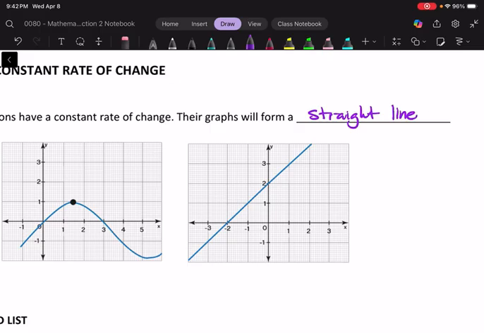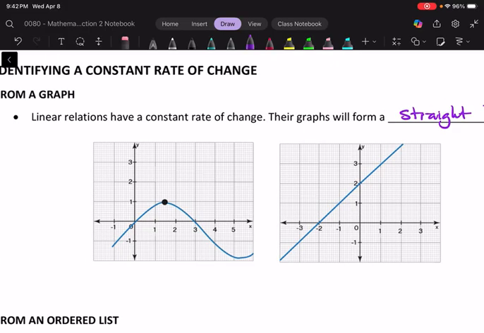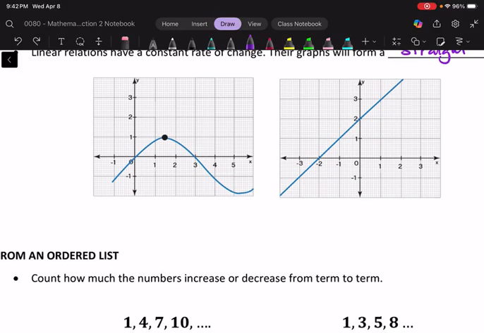If it does, then we've got something linear. If it does not, then we have something non-linear. For example, this first graph over here, we can see that that's all curvy. That's one roller coaster right there. So that must be non-linear.